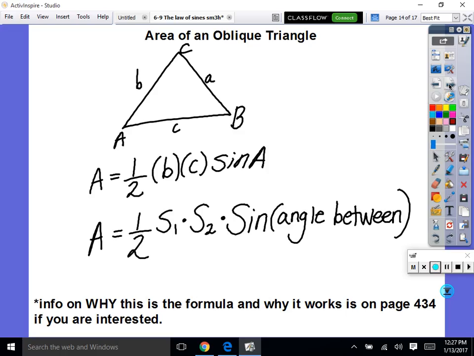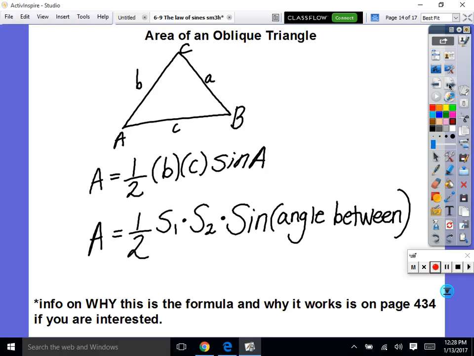All right, so now we're going to talk about the area of an oblique triangle. To find the area of a right triangle, you use 1/2 times base times height, right? Of a right triangle. These are non-right triangles. So this is the formula. Area is equal to 1/2 times side B times side C times sine of A.